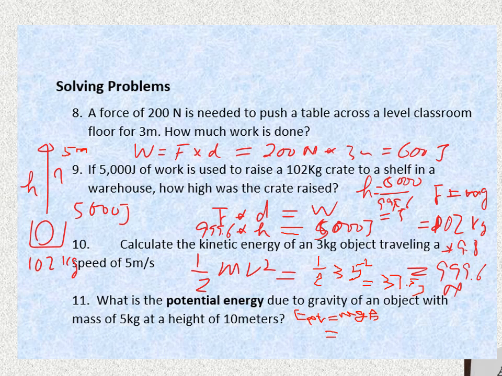So mass is 5. g is always 9.8 if you are on the Earth's surface. If you go to the moon, this g will be different, much smaller. But if you go to Jupiter or another planet, it will be bigger. And the height is 10 meters, so 10.